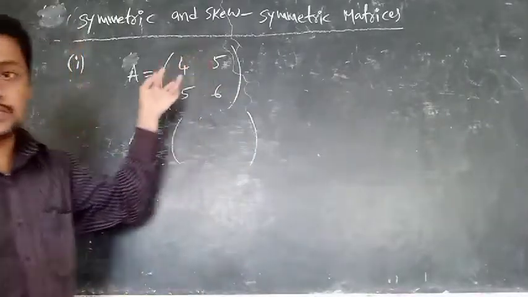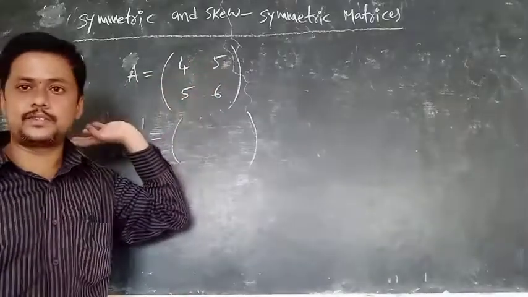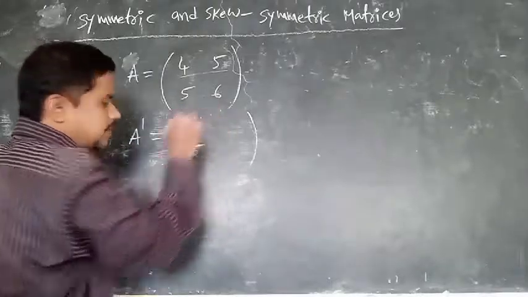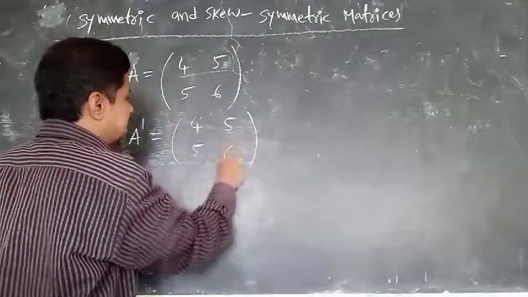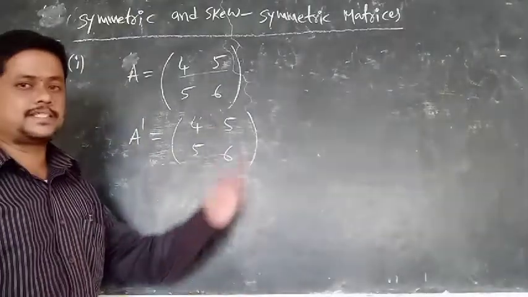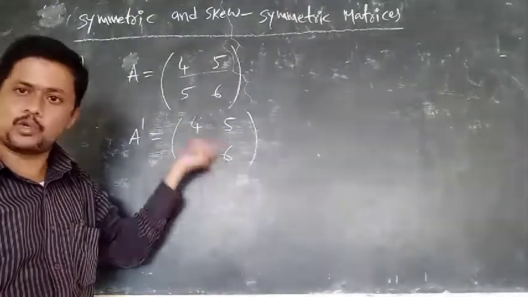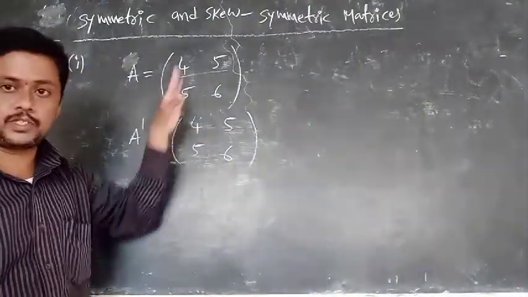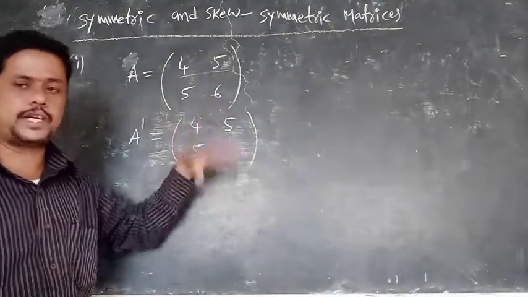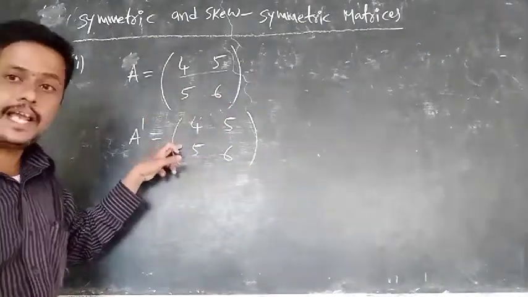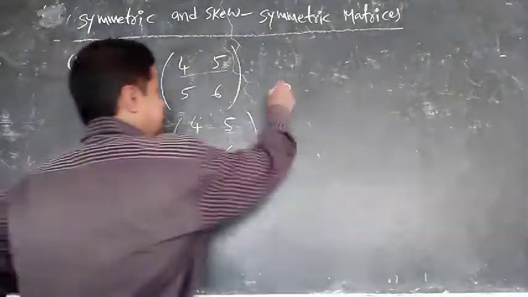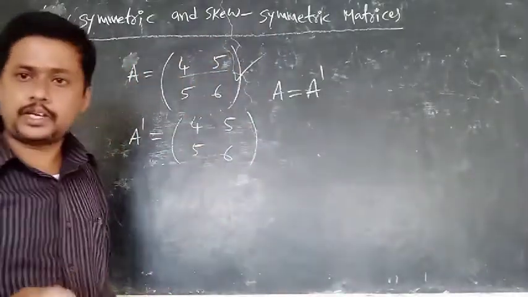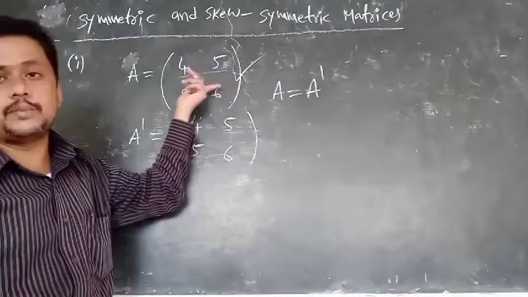So check this one. Matrix A is 4 5 5 6. Do the transpose: 4 5, first row will become first column, second row will become second column. So check these two matrices: 4 5, 5 6, and 4 5, 5 6. Both are the same now. By observing, we can declare that A is equal to A dash. This type of matrix is called a symmetric matrix.